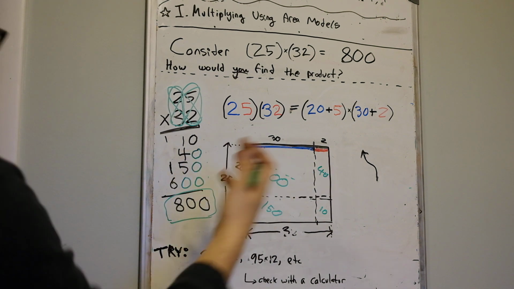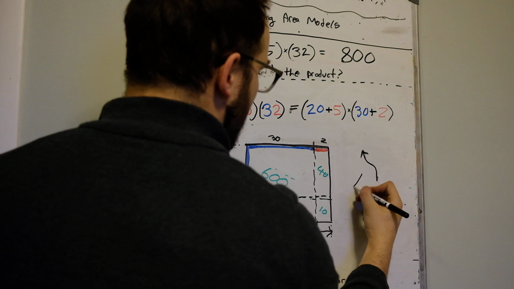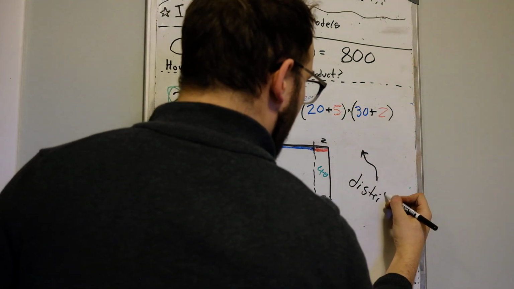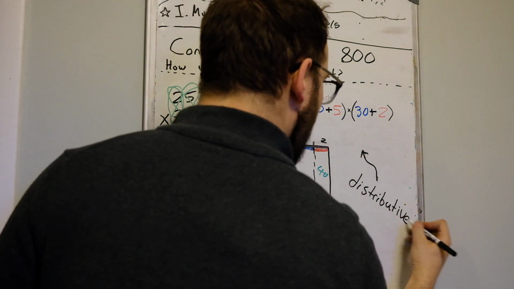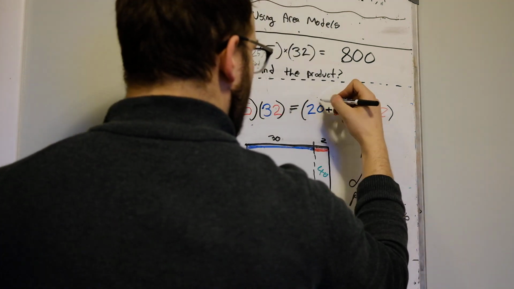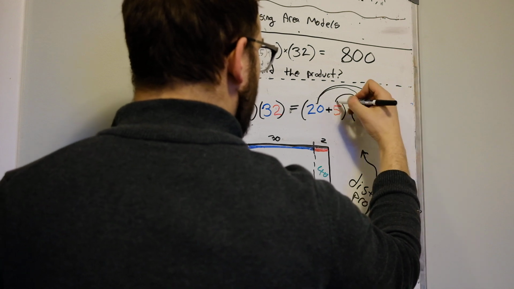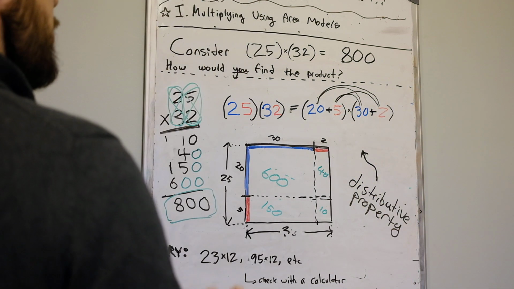So this helps us to represent this idea that's called the distributive property, which will come up again later. The distributive property basically just talks about how we can multiply 2-digit numbers by breaking them into 4 different parts.